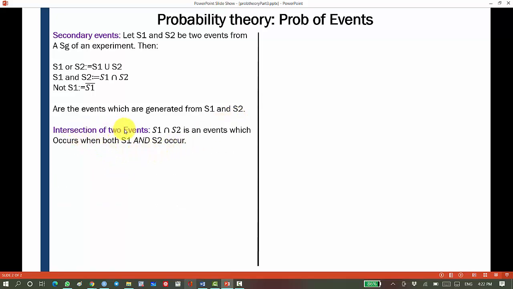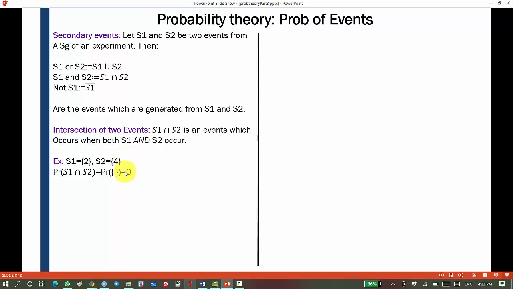The intersection of two events, S1 intersection S2, is an event which occurs when both S1 and S2 occur. For example, if S1 is 2 and S2 is 4, then the probability of S1 intersection S2 is the probability of the empty set, which is 0, because 2 and 4 in the experiment of tossing a dice do not occur at the same time.